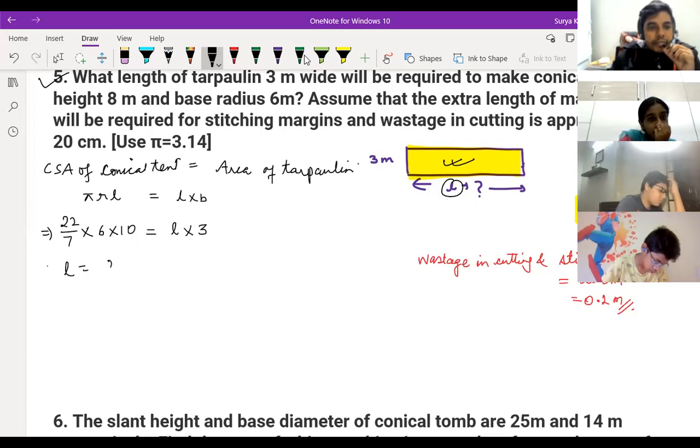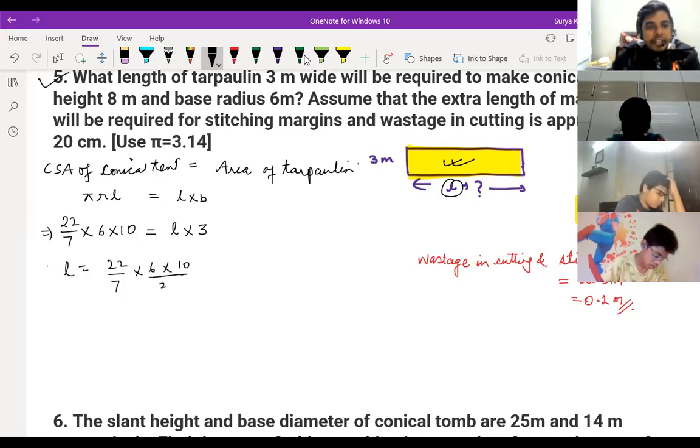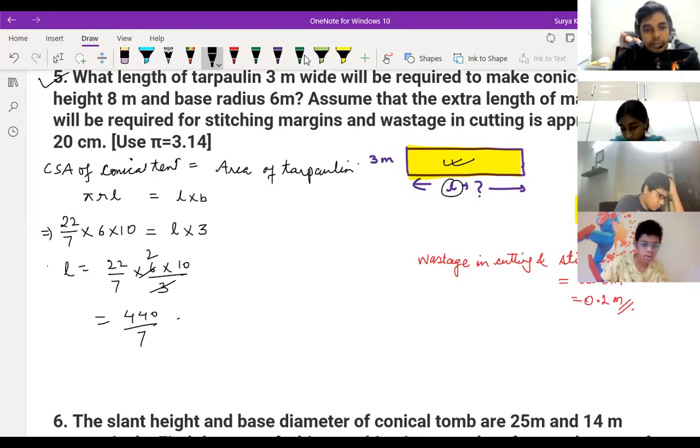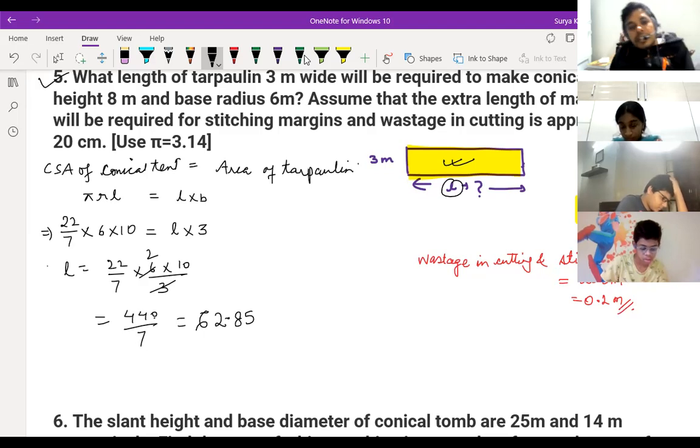So length is equal to 22 by 7 into 6 into 10 divided by 3. Cancel this, 3 2s are 6. So this comes 440 by 7. If you do this, 7 6s are 42, 2 will be here. 2s are 14, 6. Then 7 8s are 56, then 4 will come. 5s are 35, then 5. It's coming like this, children.